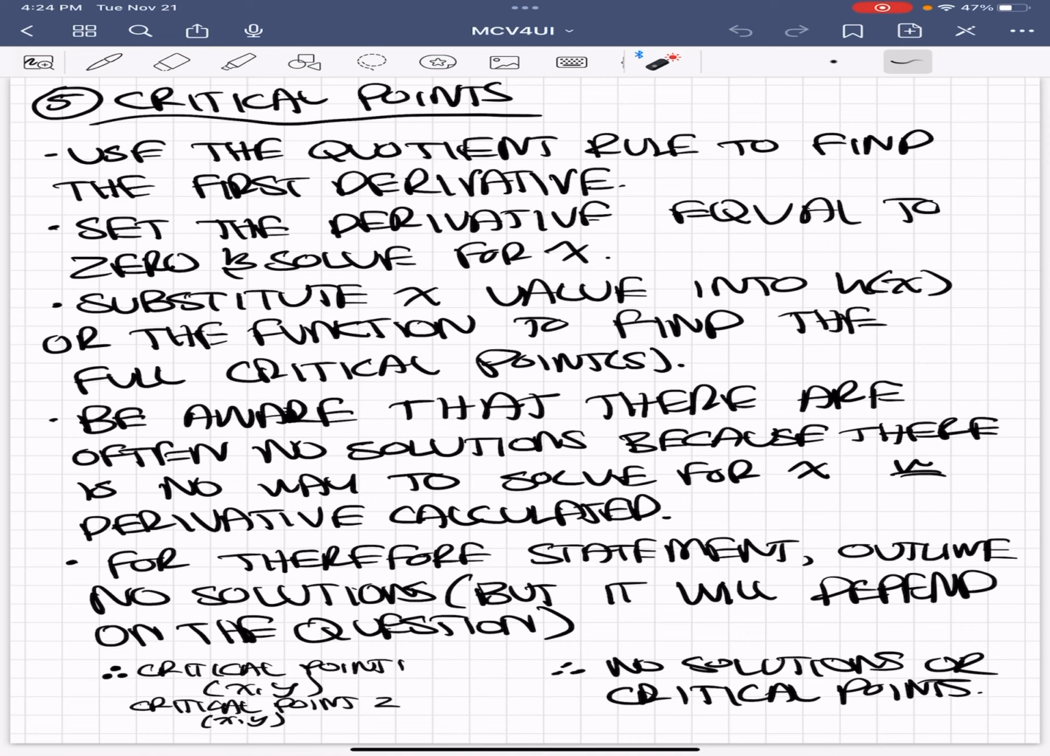So we substitute. Be aware that there are often no solutions because there is no way to solve for x with the derivative calculated. For therefore statement, outline no solutions, but it will depend on the question.